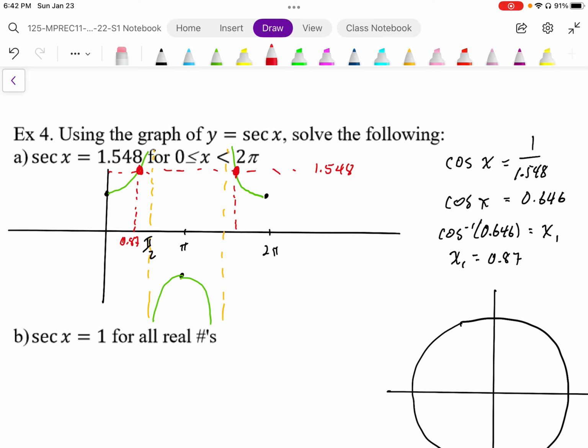So we end up with 2 pi, which is 6.28, minus theta 1, which is 0.87 approximately. So we get about 5.41. Okay, so that's our theta 2.